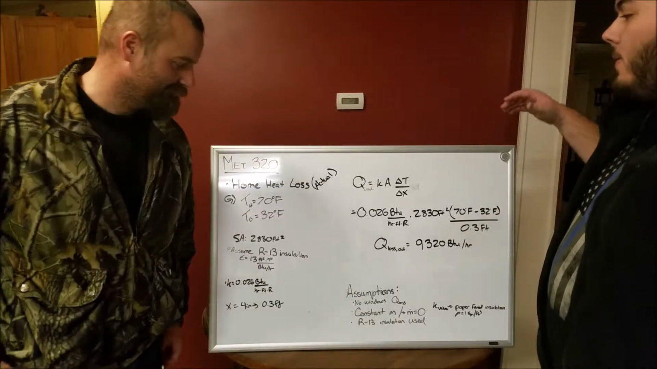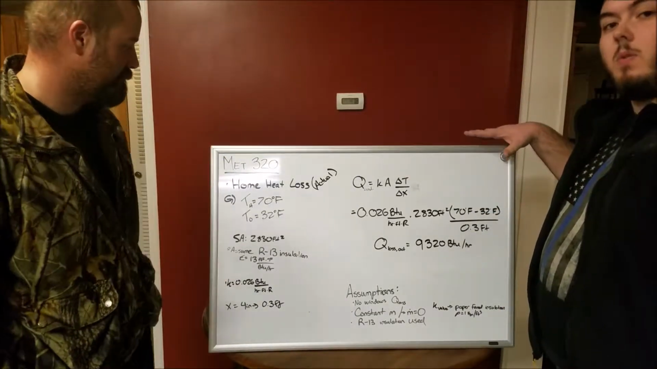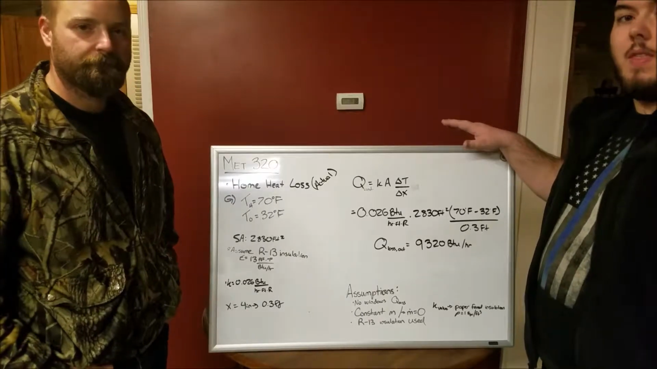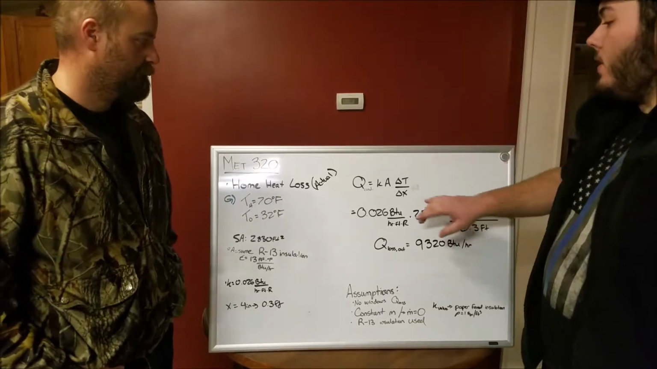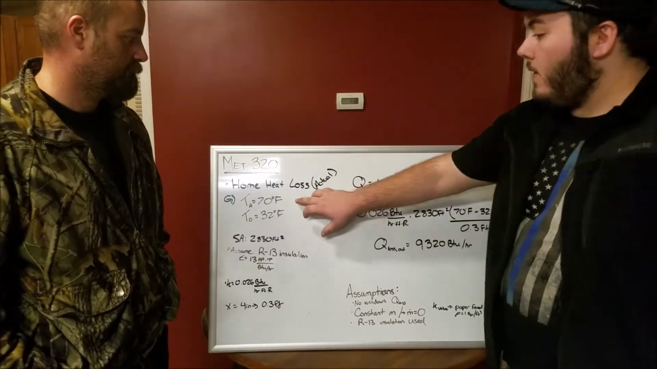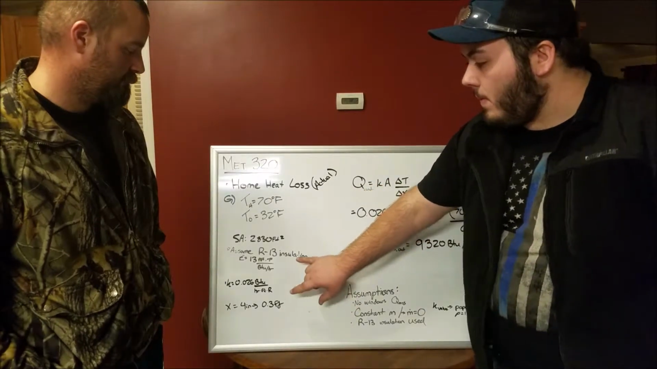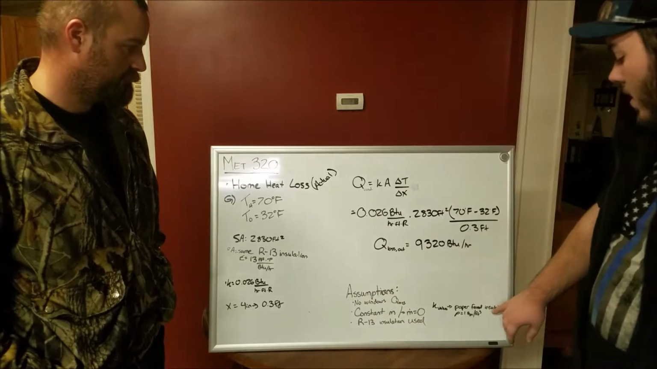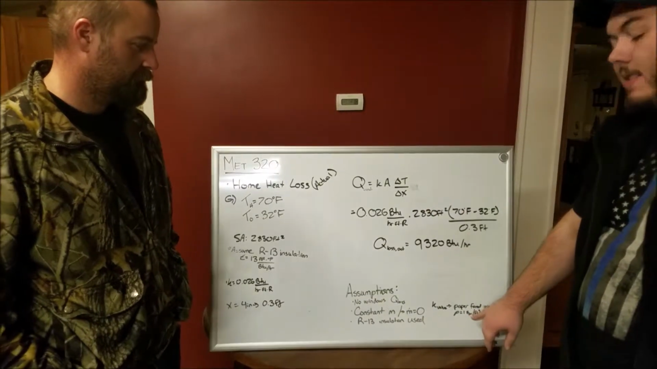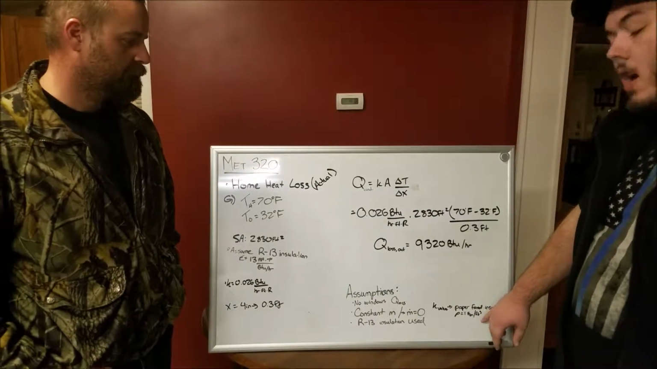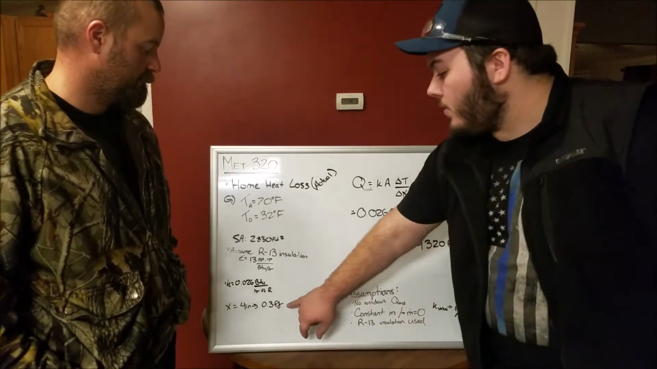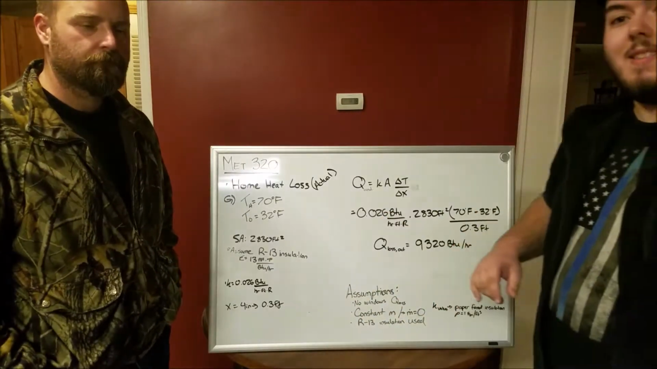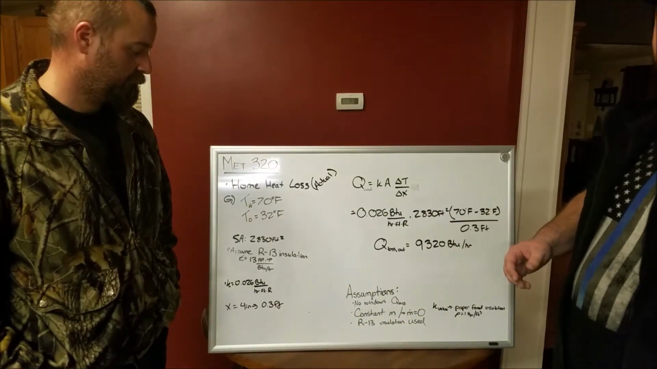Alright, so now we're dealing with the actual home heating loss. Before we were dealing with the theoretical. So here we have all of the givens before. What we added was the K value. This is based on paper-faced insulation, which has a density of 1 pound mass per feet cubed. And the insulation is 4 inches thick, or 0.3 feet.